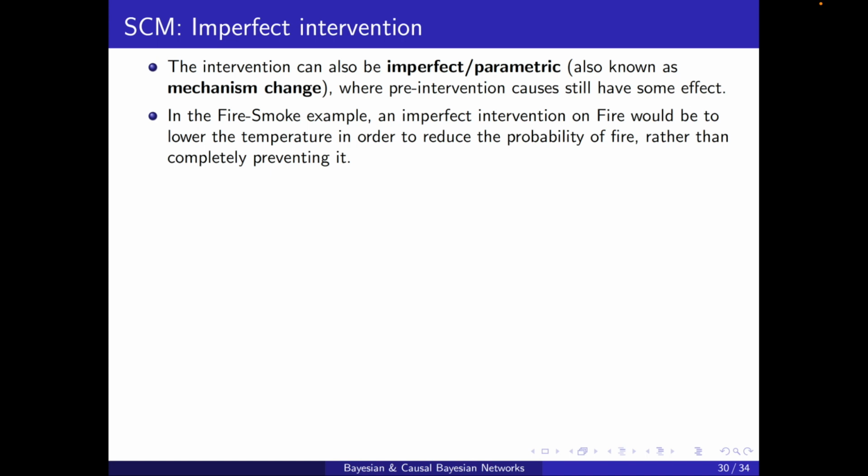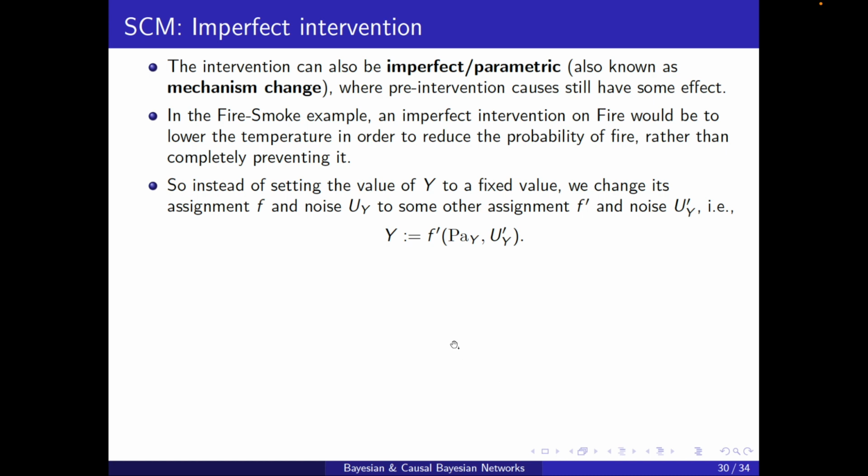So for example, in the fire smoke example, an imperfect intervention on fire would be to lower the temperature in order to reduce the probability of fire. And we do this rather than completely preventing it, as we saw in the previous chapter. Okay, this will be an imperfect intervention. So instead of setting the value of y to a fixed value, say 1, we change its assignment f and noise u_y to some other assignment f prime and noise u prime of y.